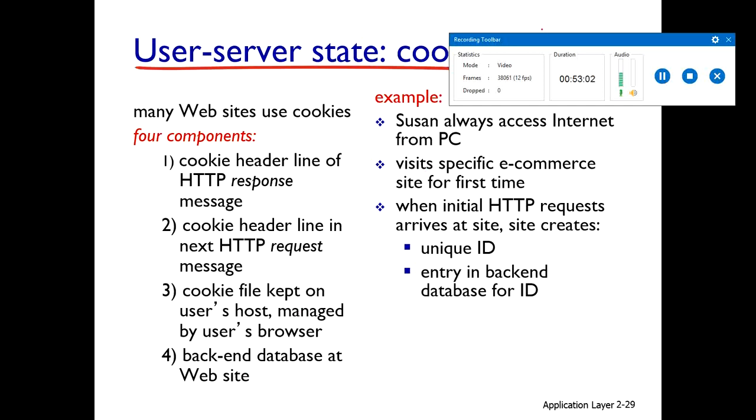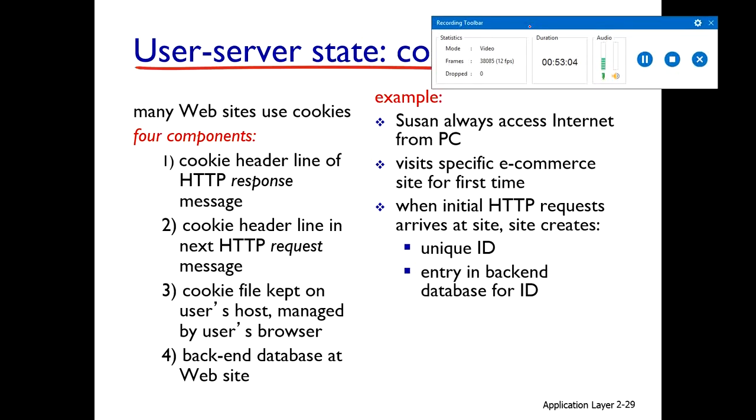Now to understand cookies better, let's consider an example. Consider a person ABC, or as given in your book, Susan, who always accesses the internet from a PC. The person is visiting a specific e-commerce site, can be Amazon, can be eBay, or any other site, for the first time.